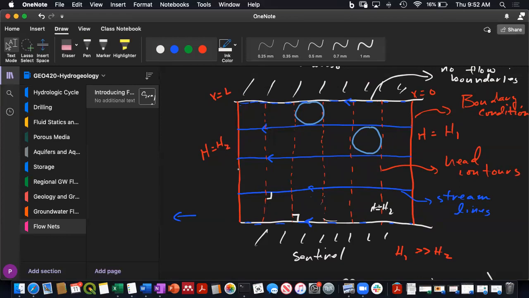They must either travel from one boundary to the other, or they can form a closed loop. So contours, all these lines must travel from either one boundary to the other or form a closed loop. They cannot intersect. And then we have these other rules. They must intersect no flow boundaries at a right angle, and the flow lines and the contour lines must intersect at a right angle, and they need to make curvilinear squares.